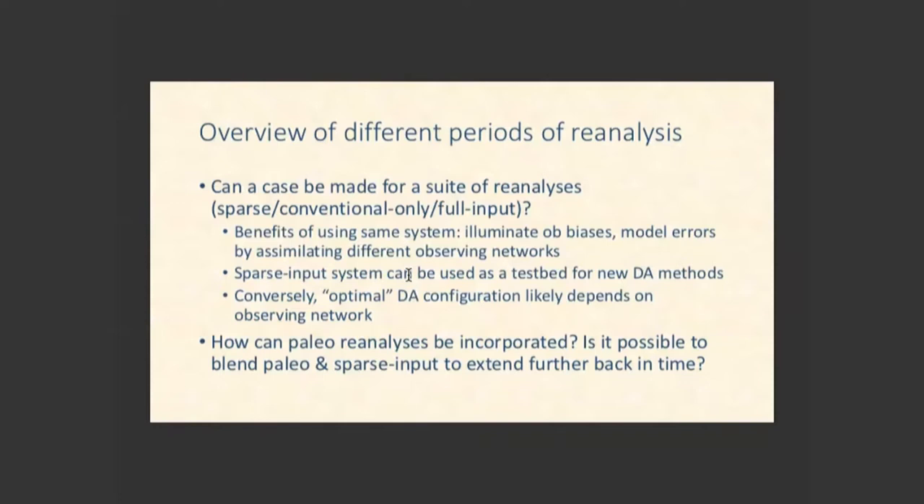And then finally, I'm not as familiar with paleo reanalyses, but I wonder how they could be incorporated. And I think this is worth discussing, or at least thinking about. And something we've been discussing on and off has been whether it's possible to blend paleo and sparse input, for example, to extend those sparse input reanalyses further back in time. So eventually you run out of instrument-based observations and you really just have a model run like we talked about yesterday. But if we can also use proxy data to try to constrain that system more, is that possible?